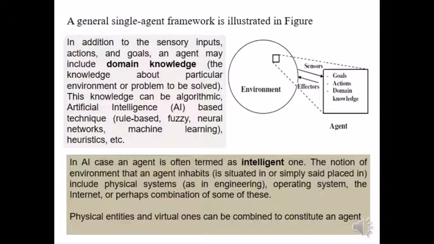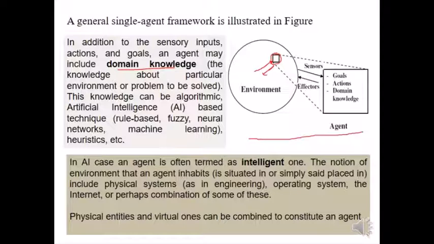A general diagram of a single agent is given here. So this is the environment and this is our agent. The agent is sensing the variation in the environment through sensors and then acting upon the environment via effectors. So every agent has those things: goals, actions, domain knowledge. In addition to the sensory inputs, actions and goals, an agent may include domain knowledge, the knowledge about the particular environment or problem to be solved. This knowledge can be algorithmic, artificial intelligence based techniques, rule based or fuzzy neural networks, machine learning, or heuristic knowledge, common knowledge.